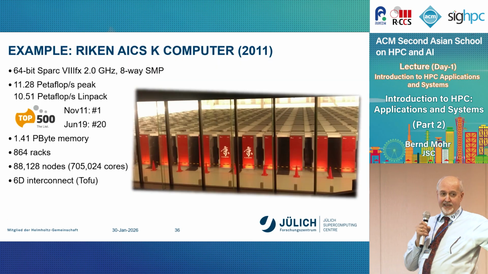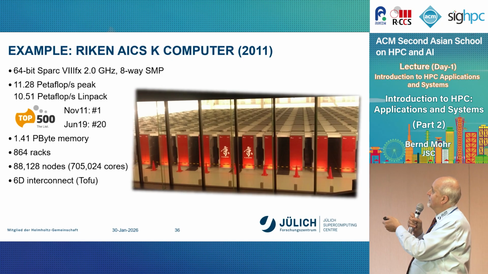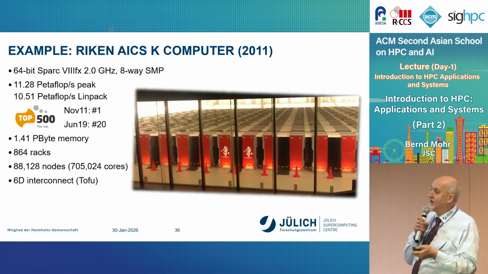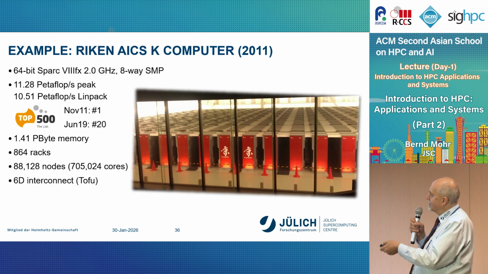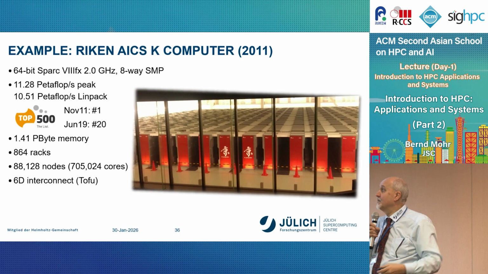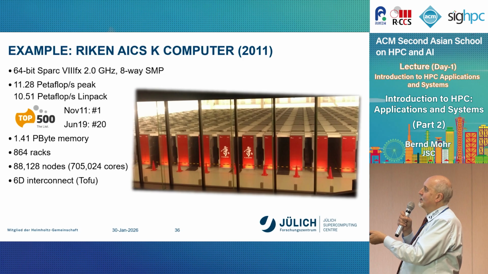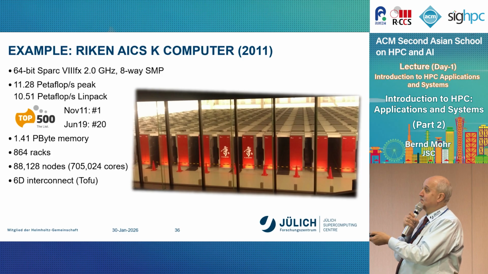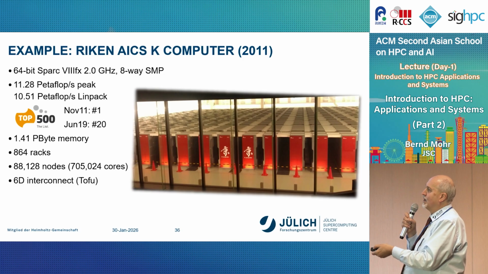Okay, then RIKEN. This was not the current computer, Fugaku, but the K computer, the one before. It looked like this, and it had 864 racks. A rack is one of these boxes, and in each box you have multiple nodes. There are some numbers: how fast it can go theoretically, and how fast it calculated the LINPACK performance benchmark. At some point it was number 1 in the world, and in 2019, after 8 years, it was only spot number 20.